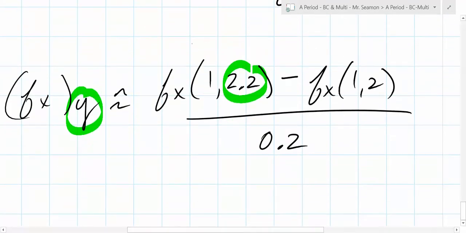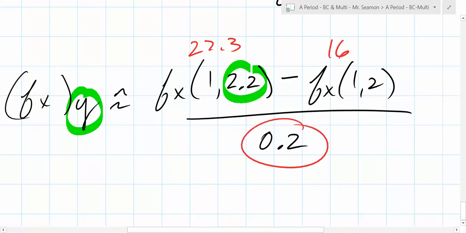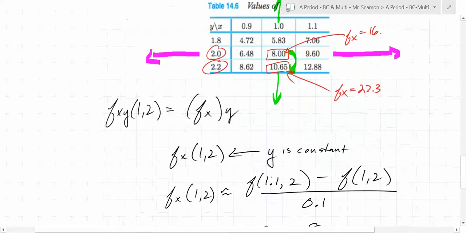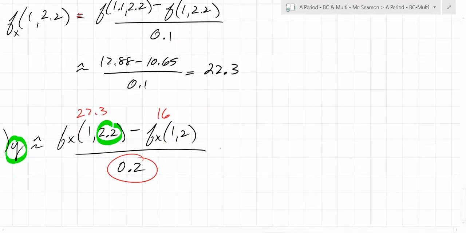It's the slope from, it's right here. This right here is 22.3, and this is 16, and it's 0.2 because you're going from 2 to 2.2. That's the distance in y values. So you end up with, what do you end up with? 31.5, I think. Yeah, you end up with 31.5.